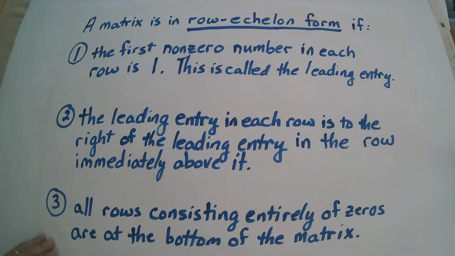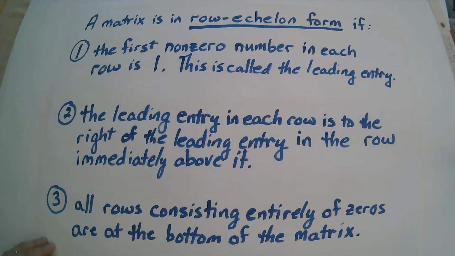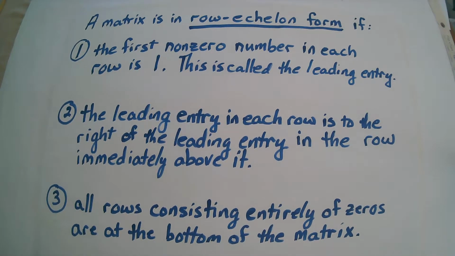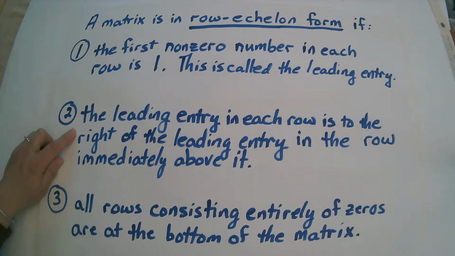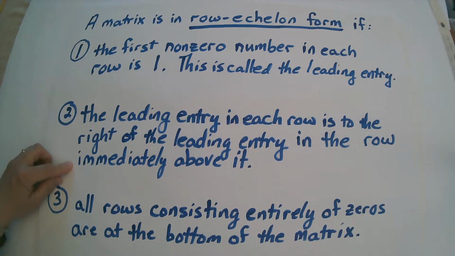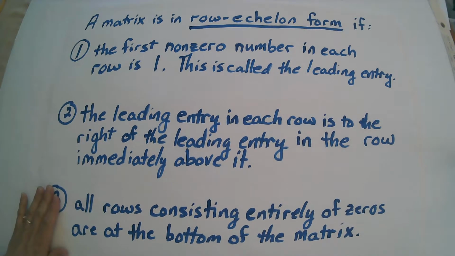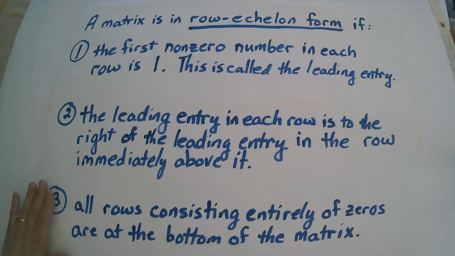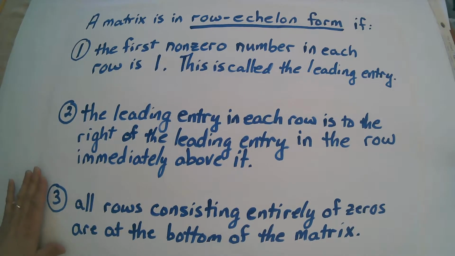A matrix is in row echelon form if the first non-zero number in each row is 1, and that non-zero entry is called the leading entry. The leading entry in each row is to the right of the leading entry in the row immediately above it. And if you have a row of zeros, we did not in the previous example, it needs to be put at the bottom of the matrix. We're not going to do one that looks like this today, but just know that if you had a row of all zeros, they'd need to be at the bottom.